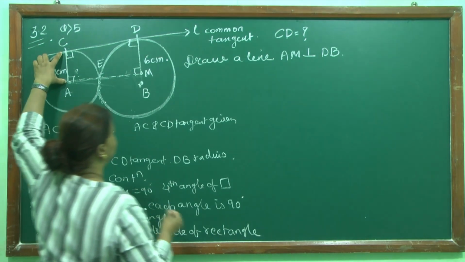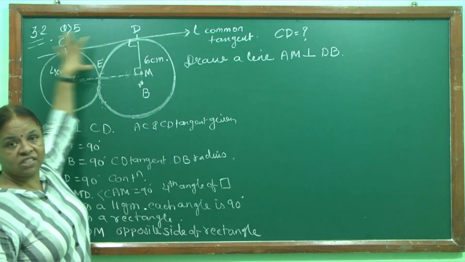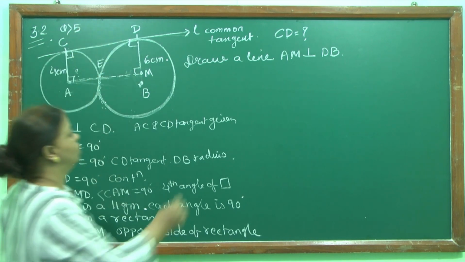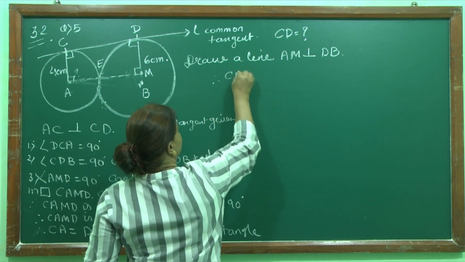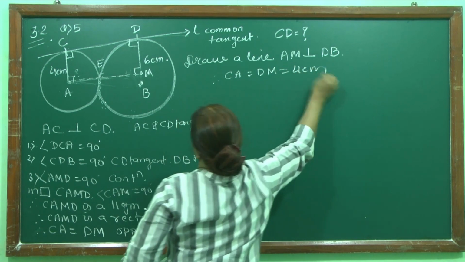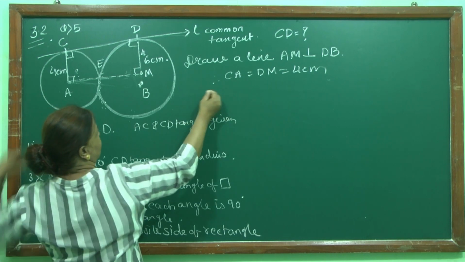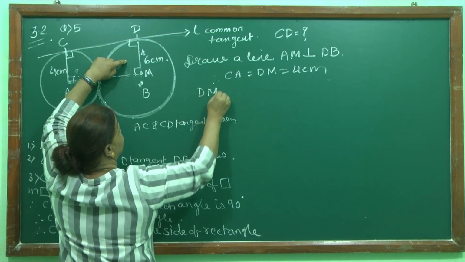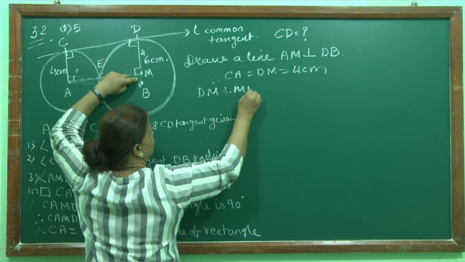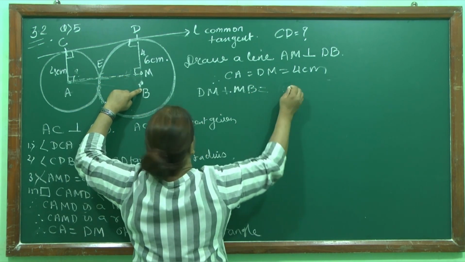So CA is how much? 4. So how much will be DM? DM also will be 4 because CA is 4. So I can say CA equal to DM is equal to 4 centimeter. This I got 4. This total is 6. See, DM plus MB is equal to 6. That is DB.